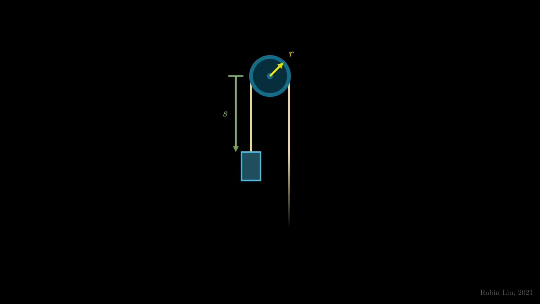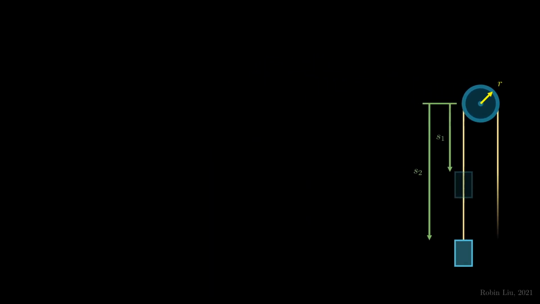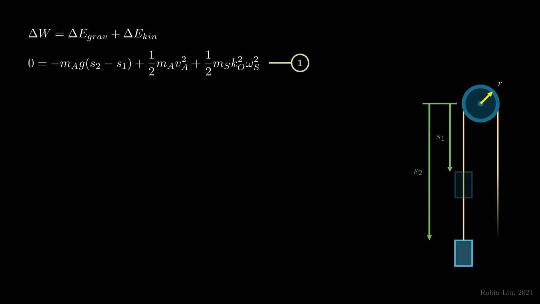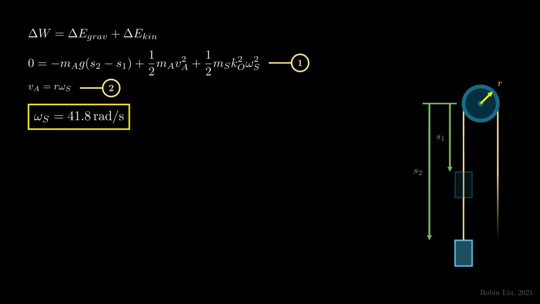Previously, we only dealt with massless pulleys, but now we have to consider the mass of the pulley. With the same work energy equation, we can write the terms for the change in gravitational potential of the block, and the change in kinetic energy of the block and the sprocket. The moment of inertia of the sprocket is equal to the mass times the radius of gyration squared. Next, the speed of the block and the rotational speed of the sprocket are related by the radius. This lets us find the rotational rate of the sprocket as 41.8 radians per second.